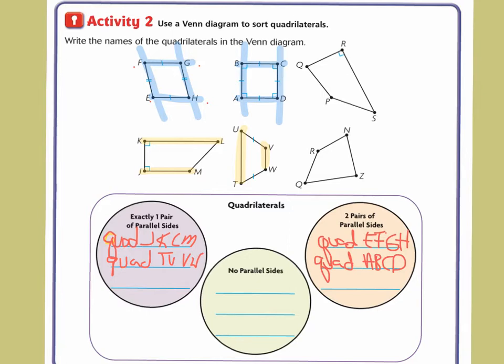So I'm going to put them in the green circle. So quadrilateral P, Q, R, S have none. And then also quad Q, R, N, Z. That also does not have any parallel lines.